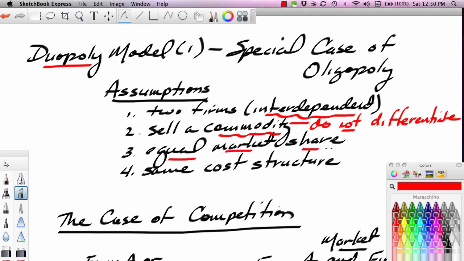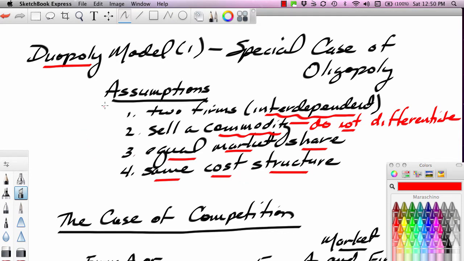We're also going to assume that the 2 firms have an equal market share. This will simplify the analysis, though it's not a necessary condition, but we simplify the analysis by assuming that each firm has the same market share, at least to begin, and we assume that the firms have the same cost structure, so there's no cost differences.